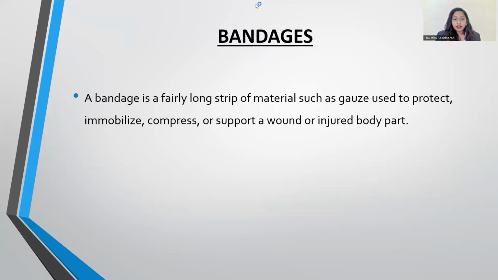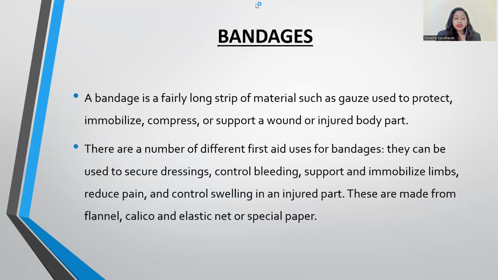So bandages are very long strips of material such as gauze to protect, immobilize, compress and support a wound or an injured body part. There are a number of different first aid uses of bandages. They can be used to secure a dressing, control the bleeding, support or immobilize the limb. They can reduce the pain, also control the swelling in the injured part. They are made up of flannel, calico, and elastic net or special paper.